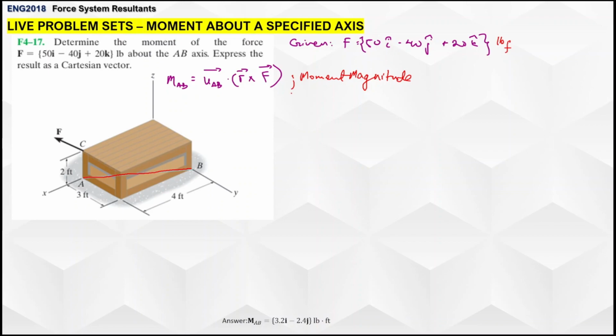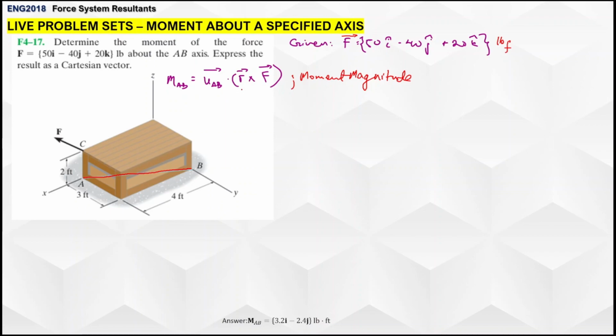And from here, there are two possible ways. The unit vector u_AB is quite easy to acquire, since all we have to do is just get the coordinates of A, position vector B minus position vector A, and we will get r_AB, and its magnitude for later. And for the force vector, we're already given the Cartesian vector notation.